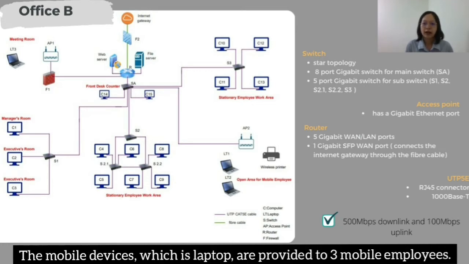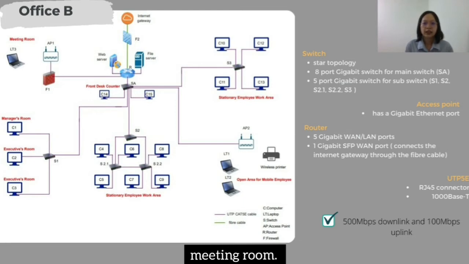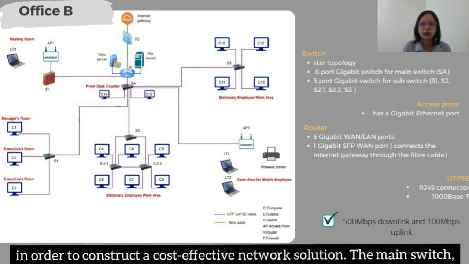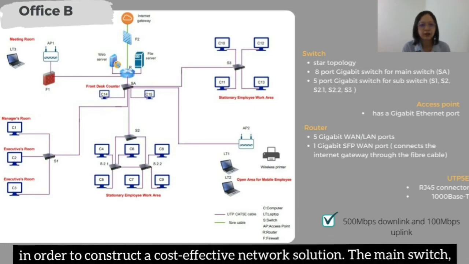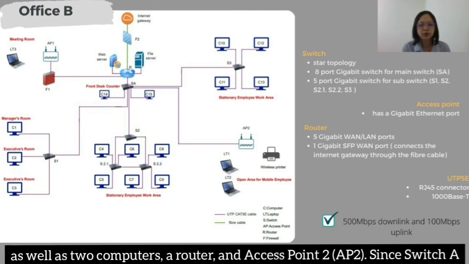The mobile devices, which are laptops, are provided to 3 mobile employees. There are 2 laptops in the open area for mobile employees and the other one in the meeting room. The concept of star topology is used to connect the 15 computers with switches in order to construct a cost-effective network solution. The main switch, labeled as SA in the network diagram, connects to the sub-switches S1, S2, S3, as well as 2 computers, a router, and access point 2.